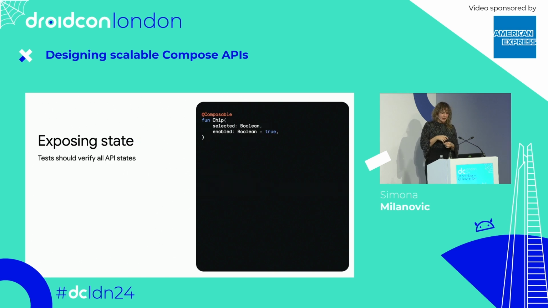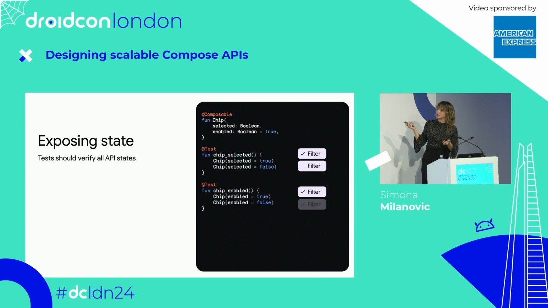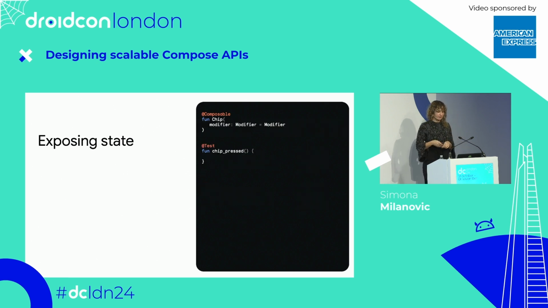When testing your API, you should be able to easily verify all possible states of the component. For example, we should test all of the chip variations for selected and enabled states. Exposing these as explicit state parameters gives us access to this change, and we can easily verify it as we like in tests.